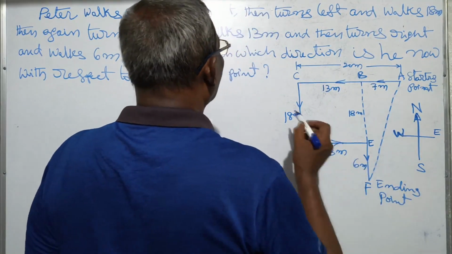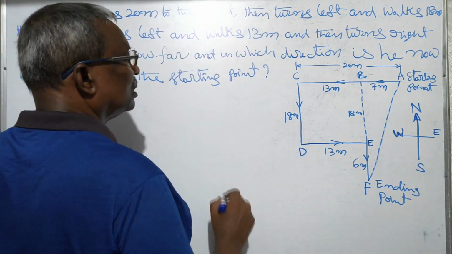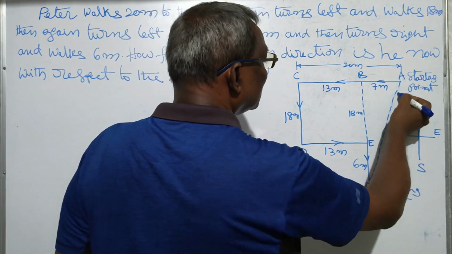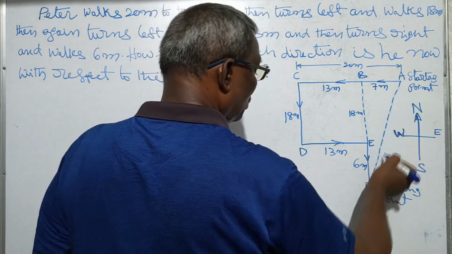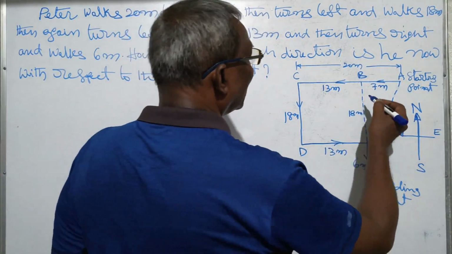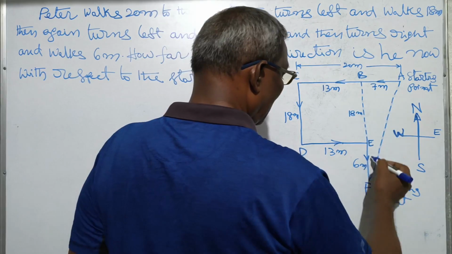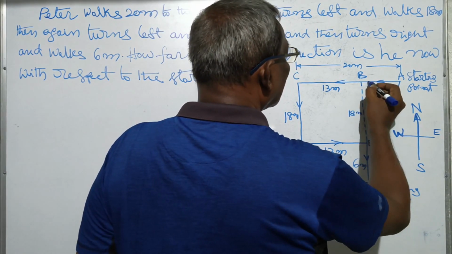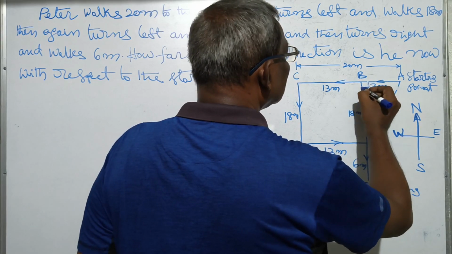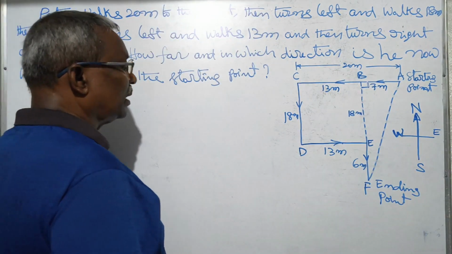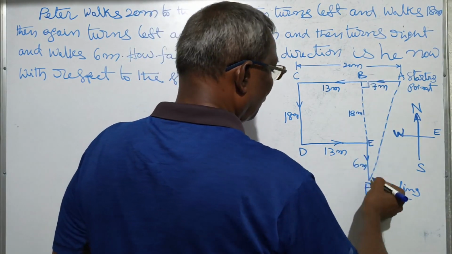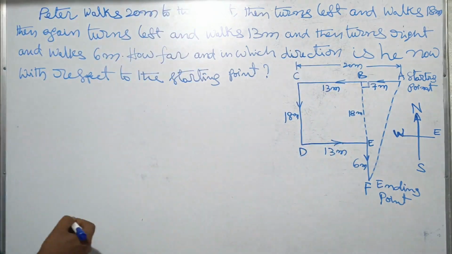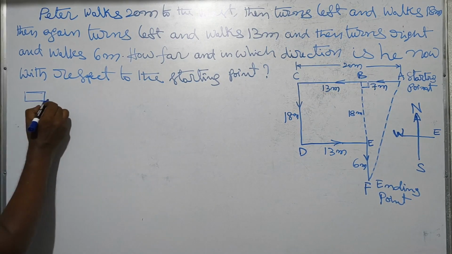Next, he asked us to find out how far with respect to the starting point. This is the ending point. How far means this dotted line, A to F. You clearly observe here triangle ABF. It is a right angle triangle. BCDE is a rectangle.